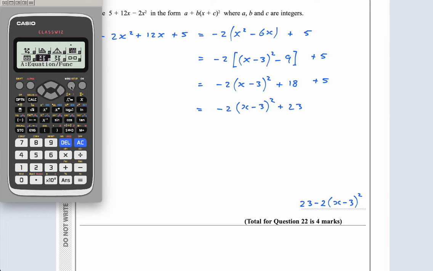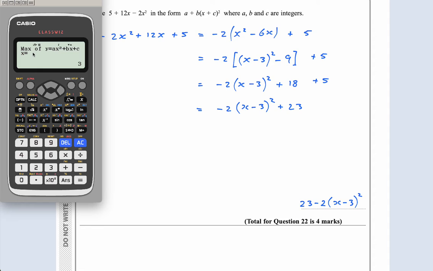If you go to the equation function and you go to polynomial and you do degree 2 and you type in this equation as you see it, as I've rearranged it, so the minus 2 first, press enter, the 12, press enter, and the 5, press enter, and then I press enter. This is the solution, which is not useful to me. This is the other solution, which is not useful.